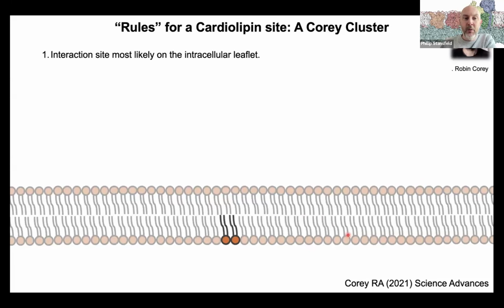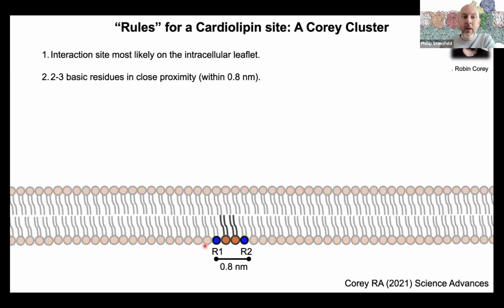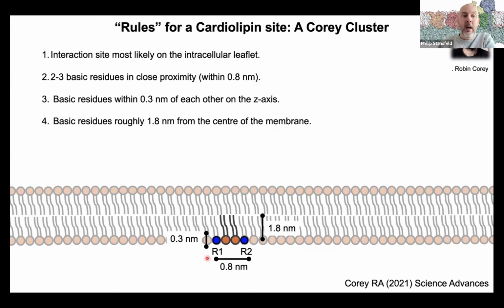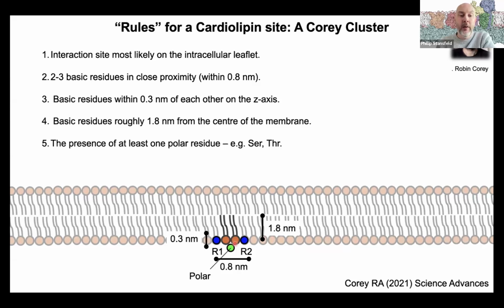What we were able to identify was that the majority of cardiolipin interaction sites were on the inner leaflet of the membrane. There were generally two basic residues, arginine or lysine, about 0.8 nanometers from each other, interacting with the phosphate groups of the cardiolipin. Looking across the membrane, they were generally found within about 0.3 nanometers of one another, about 1.8 from the center of the bilayer. And there was generally one of these small polar residues at the interface between the two phosphate groups.